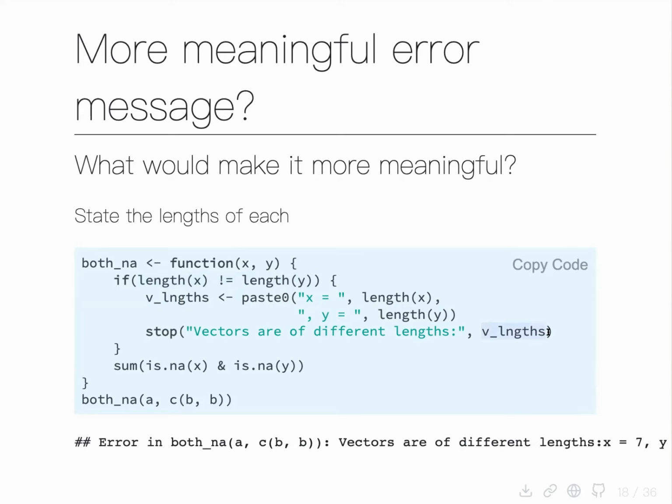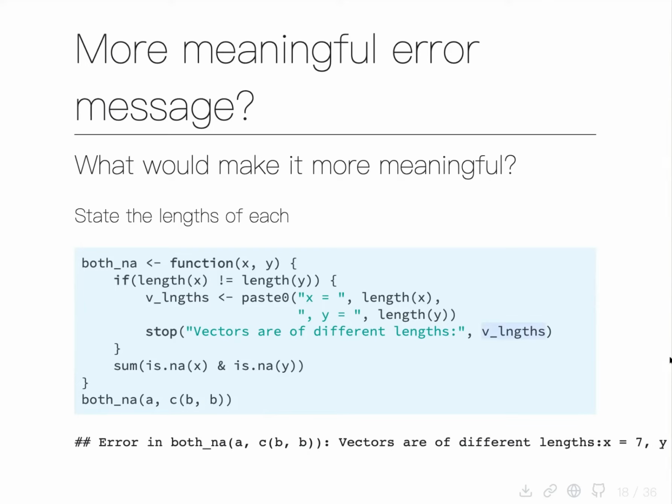Notice in my stop message here, I'm putting this together just like I would with paste, just like I did up here, but I don't actually have to use paste within here because stop will put them together on its own. So I say vectors are of different lengths, and then I put this v lengths thing here that I've calculated. So now when I say A, B, B, it says vectors are of different lengths, x equals 7, y equals, and it's running off the screen, but 14.